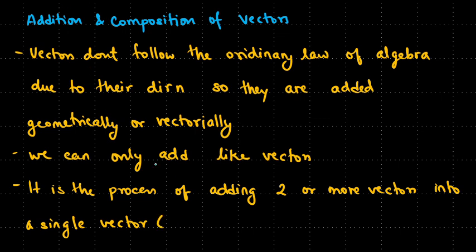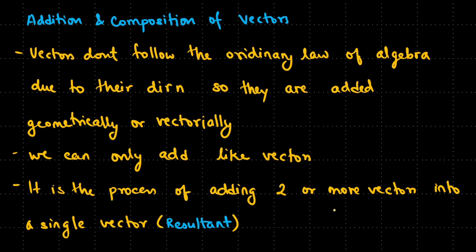So let's change the color so that we know that this is something important. So this is an important term which is resultant. So you represent it in a resultant. So now before we talk about something else, let's talk about what does it mean that it does not follow the law of algebra, and what does it mean that it is added geometrically or vectorially, and what does it mean that we can only add like vectors.